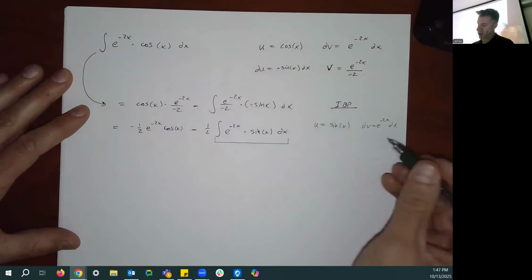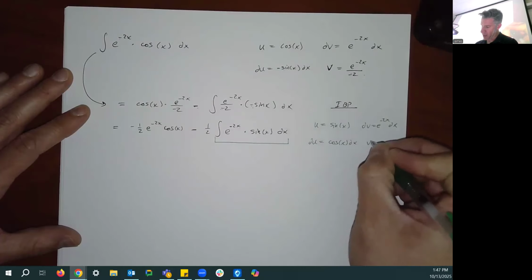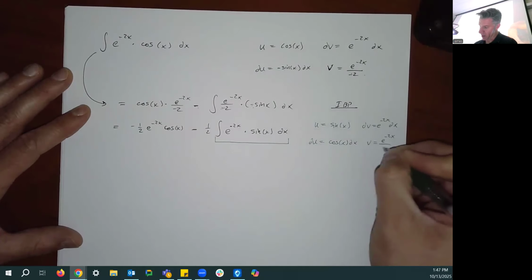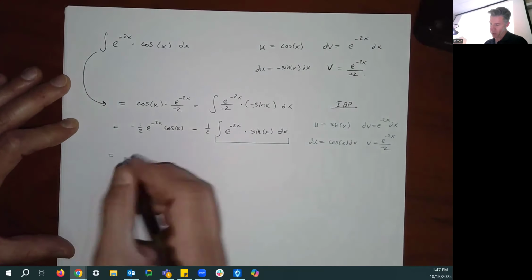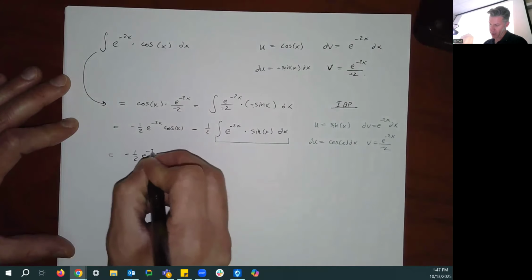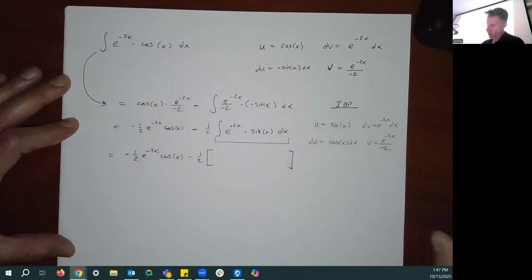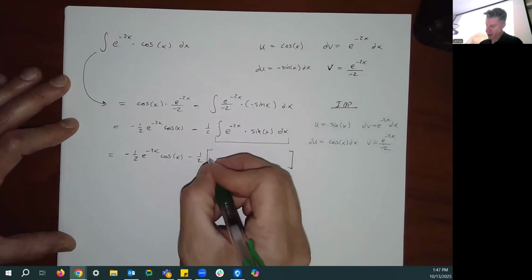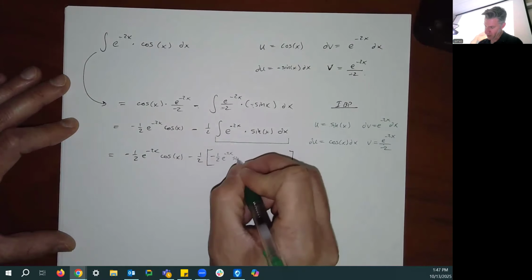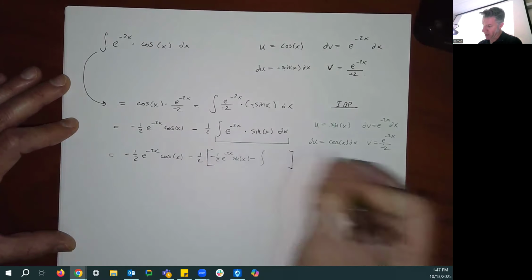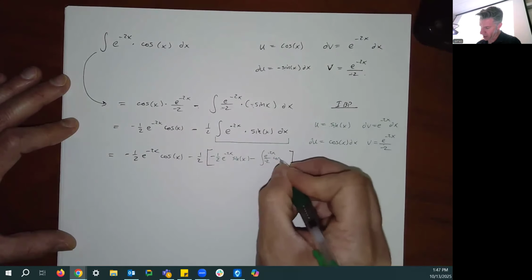Let's see, we need the rest of the pieces here. Our du is cosine of x dx. And our v is, again, e to the negative 2x divided by negative 2. So then rewriting the whole thing, this is equal to negative 1/2 e to the negative 2x times cosine of x minus 1/2 times all of u times v, which is negative 1/2 e to the negative 2x times sine of x, minus the integral of v times du, which is e to the negative 2x over negative 2 times cosine of x dx.